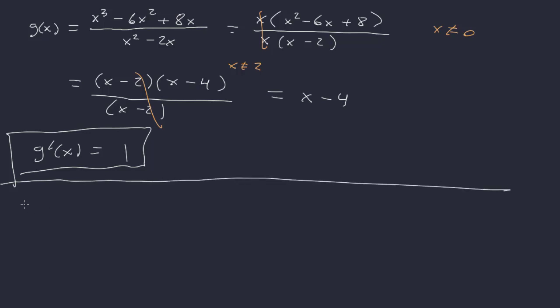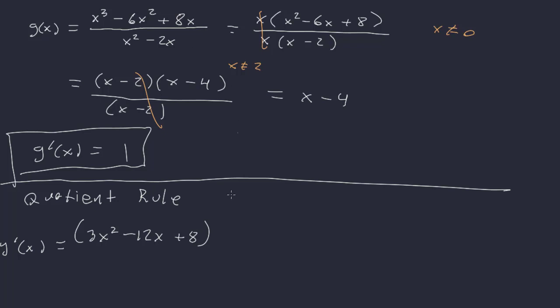If we tried it just using the quotient rule, okay, well by the quotient rule, just straight from the quotient rule, we have the derivative of the top, which is 3x squared minus 12x plus 8, times the bottom left alone. Now we got to be careful with our parentheses here. So here's our top derivative. Here's our bottom left alone. Then it will be minus the top left alone.